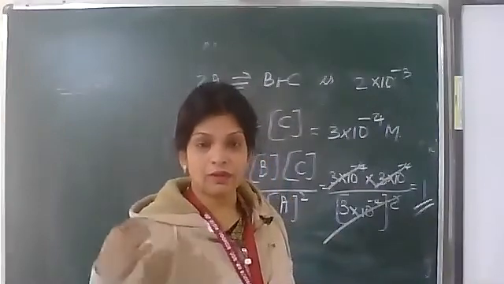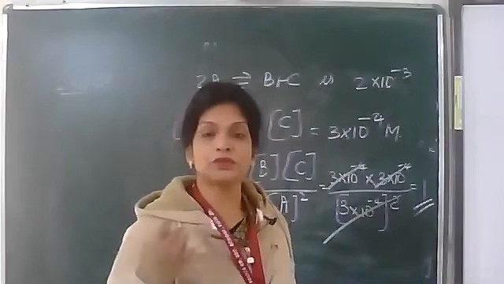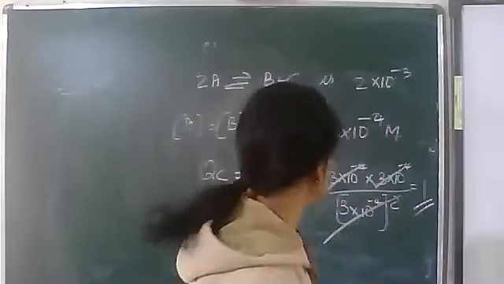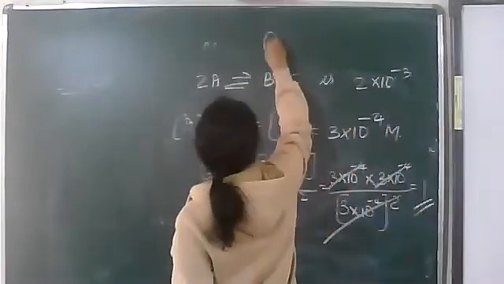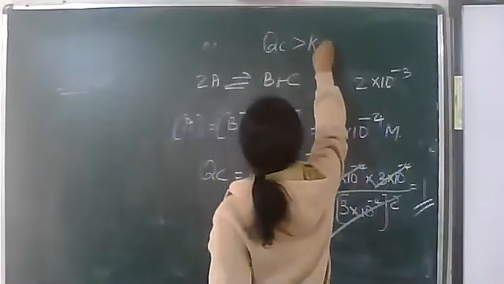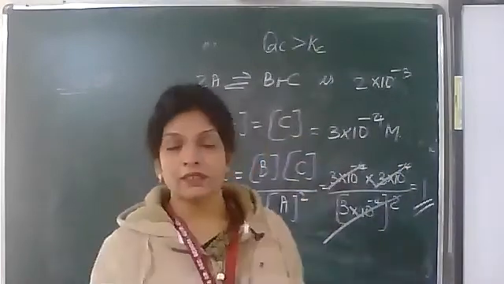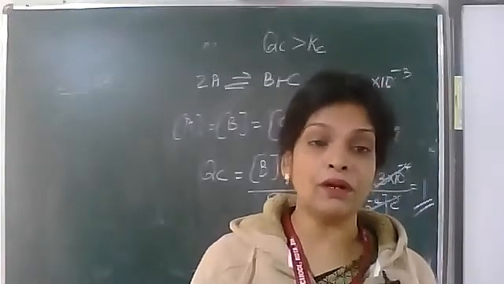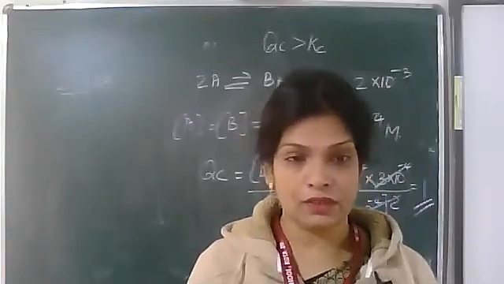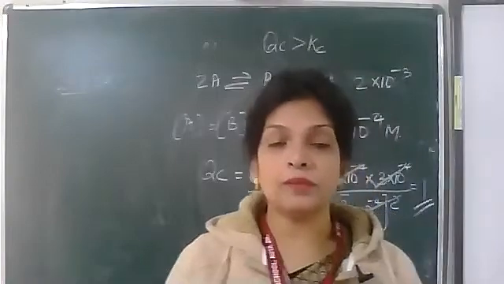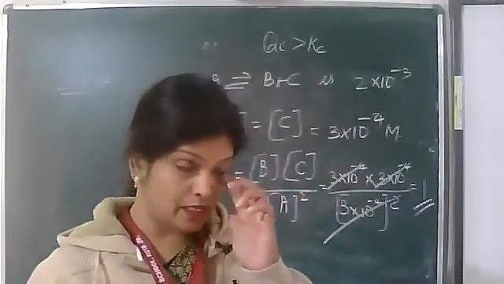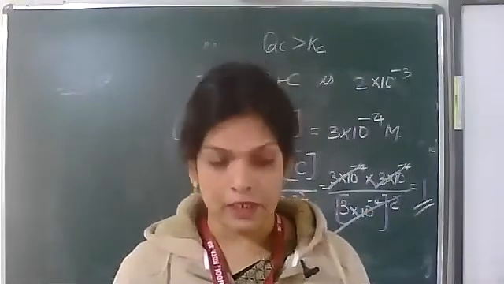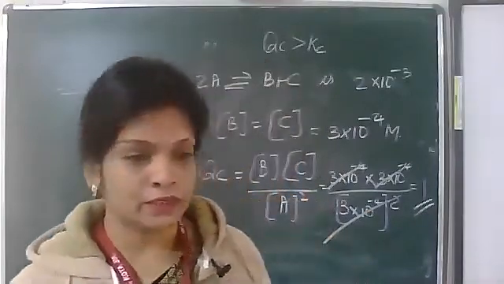The reaction will proceed in the reverse direction. So the answer is QC is greater than KC. That means the reaction will proceed in the reverse direction or backward direction. So that is how. QC means at any time. Kc means at equilibrium.